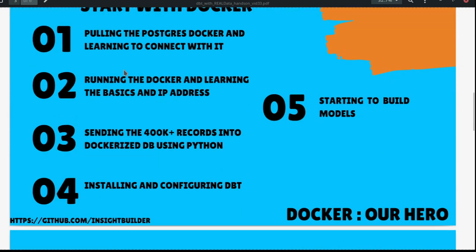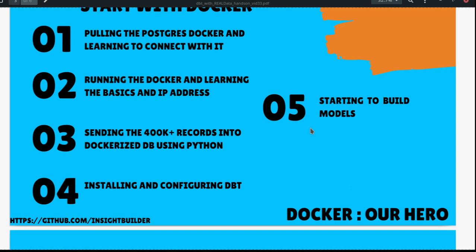So what have we learned? We have learned how to pull the image from Docker Hub. We have learned how to work with Docker and get the database server. We have pushed 400K records into the database server using Python, and we have configured DBT and started modeling with DBT, and we created a folder. We have created a table in our database using DBT.